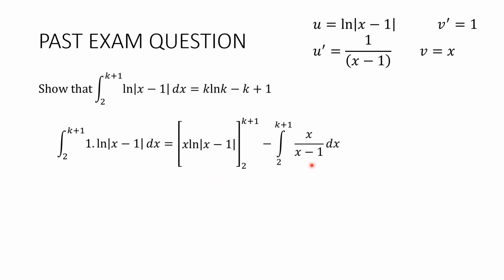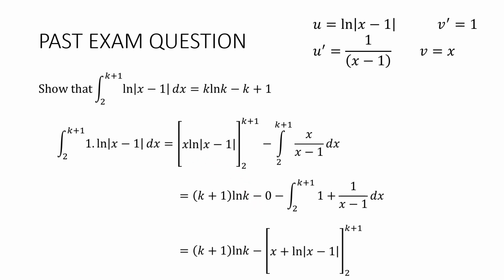This integral here, I'm going to rewrite the numerator as x minus 1 plus 1 and split those fractions up. So substituting k plus 1 in, we end up with k plus 1 ln k, take away, and putting the 2 in here, we have 2 ln 1, which is 0. And that's going to give us k plus 1 in brackets times ln k, take away, x plus ln x minus 1 with limits 2 and k plus 1.